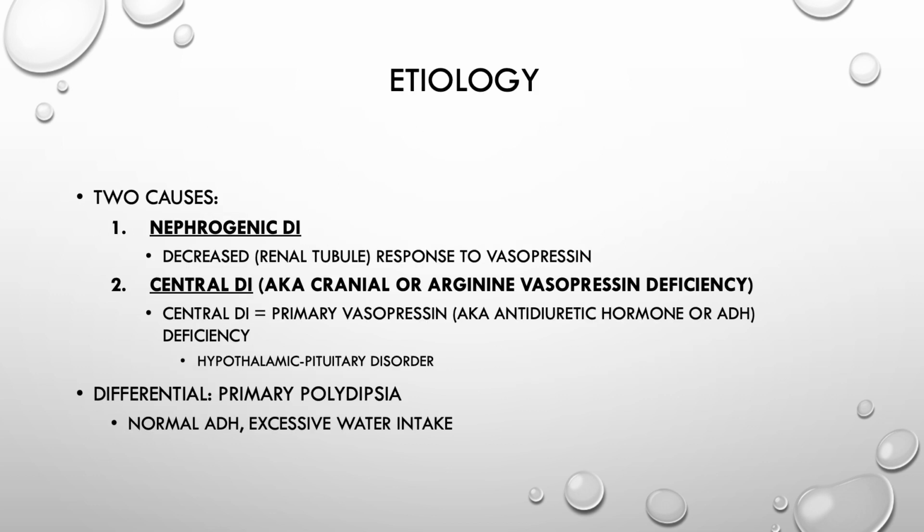Okay, so there's two causes, either nephrogenic, again, it's a kidney or a brain problem. Nephrogenic DI is our decreased kidney response to vasopressin, ADH. Then there's central DI, also known as cranial or arginine vasopressin deficiency. A lot easier to say cranial, okay, cranial DI. This is a central problem. This is a primary vasopressin deficiency. This is a hypothalamic pituitary axis disorder. Okay, I'll say it again.